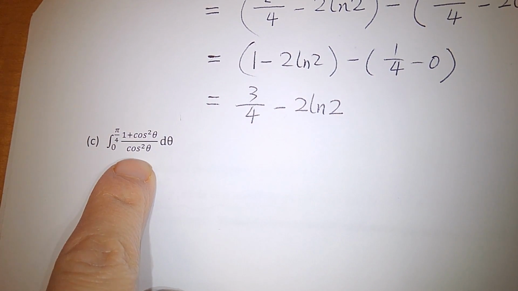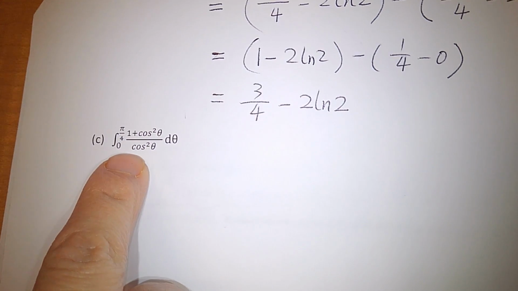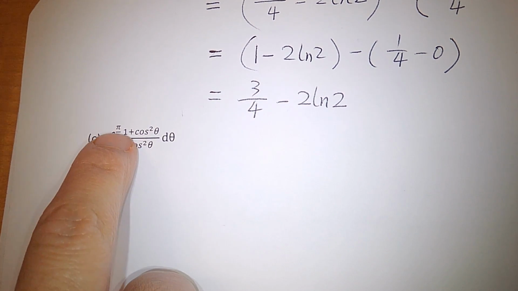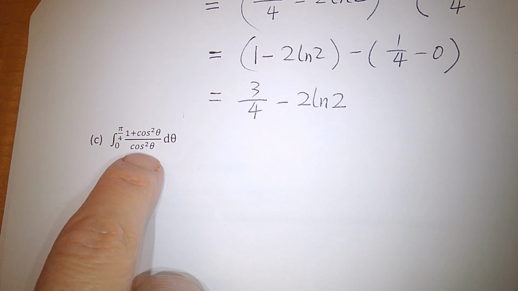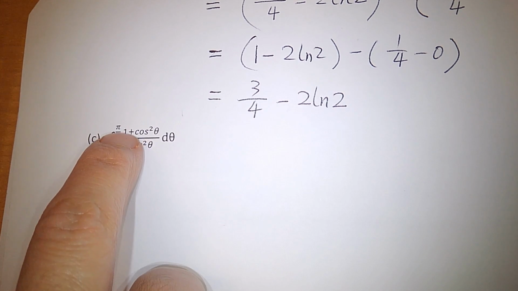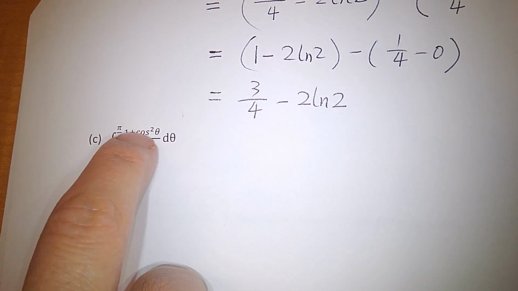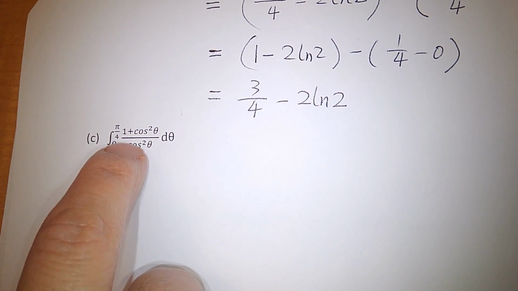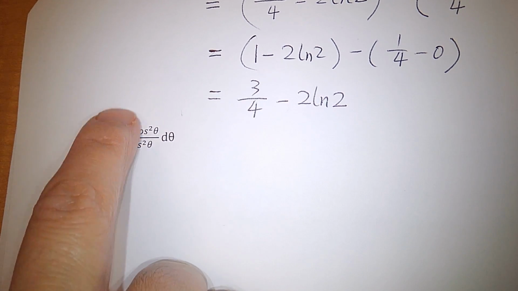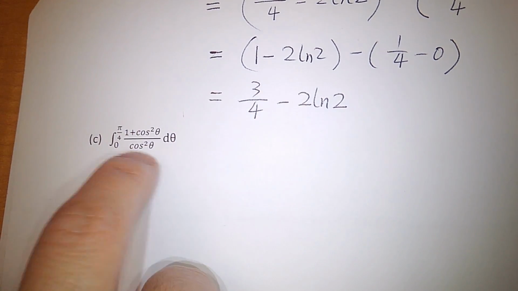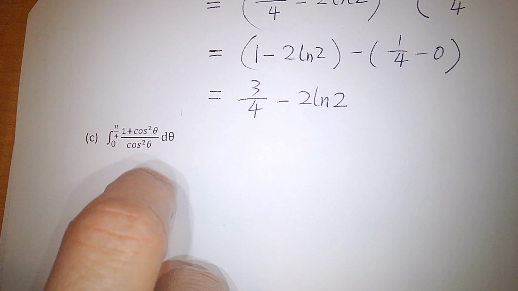Do you want to give it a try for question C? I'll give you 2 minutes to give it a try. Because it's very similar to the previous question. 1 plus cosine theta squared over cosine theta squared. And it's already giving you the two terms, right? 1 plus cosine theta squared. What you're going to do is to split this whole fraction into two fractions, right? Into two terms.